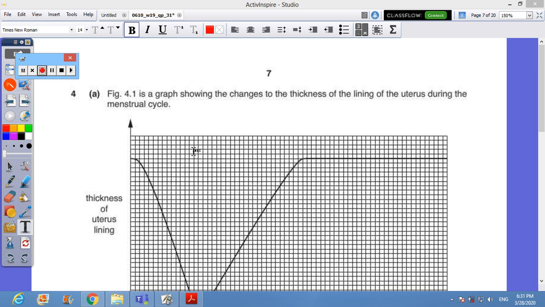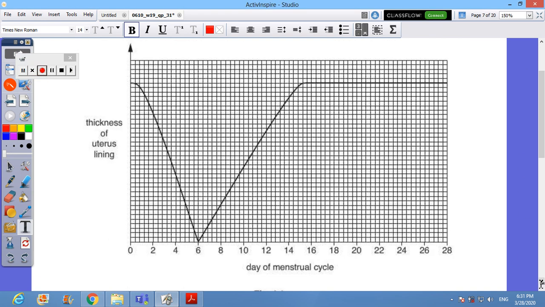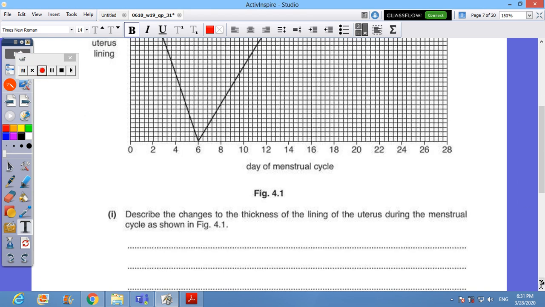Hello, assalamu alaikum, and we come back to question 4. Part A, figure 4.1 is a graph showing the change to the thickness of the lining of the uterus during the menstrual cycle. Describe the change to the thickness of the lining of the uterus during the menstrual cycle in figure 4.1.